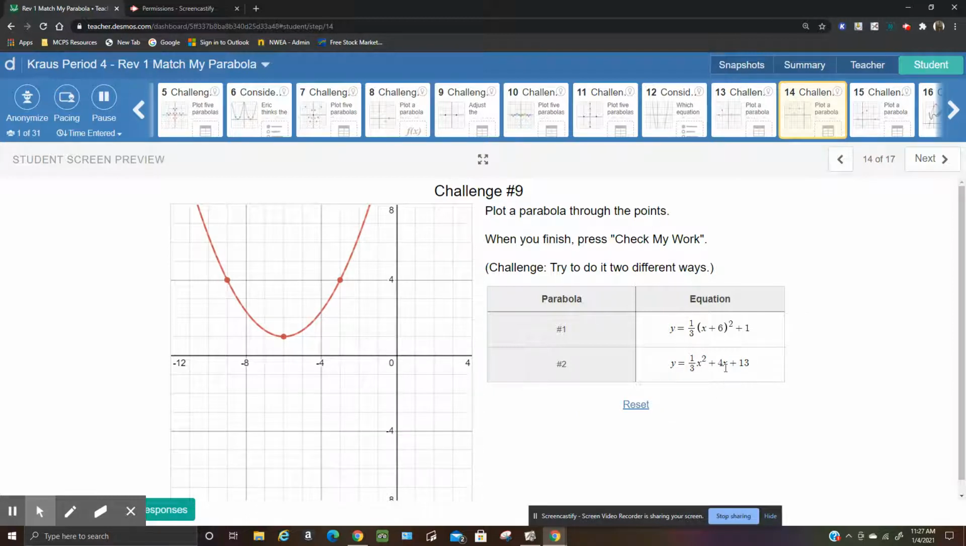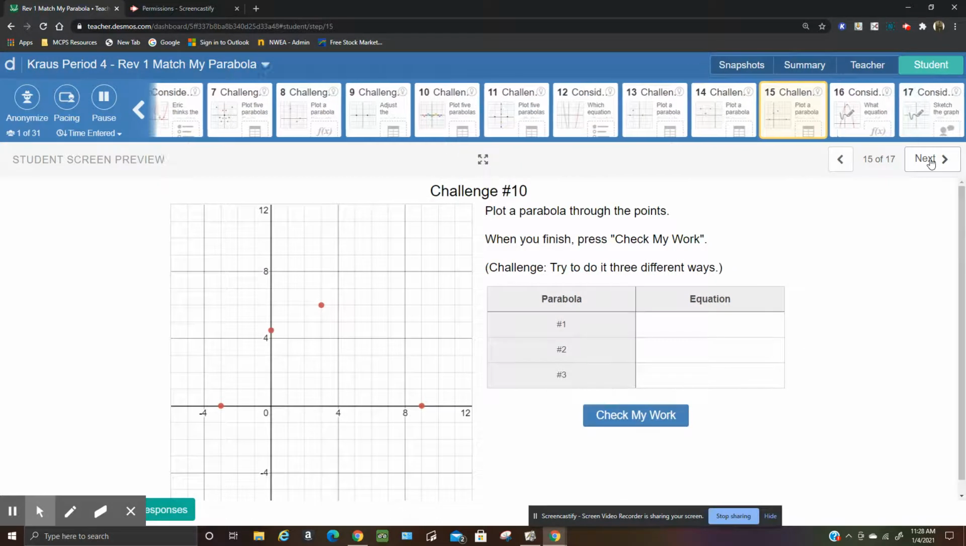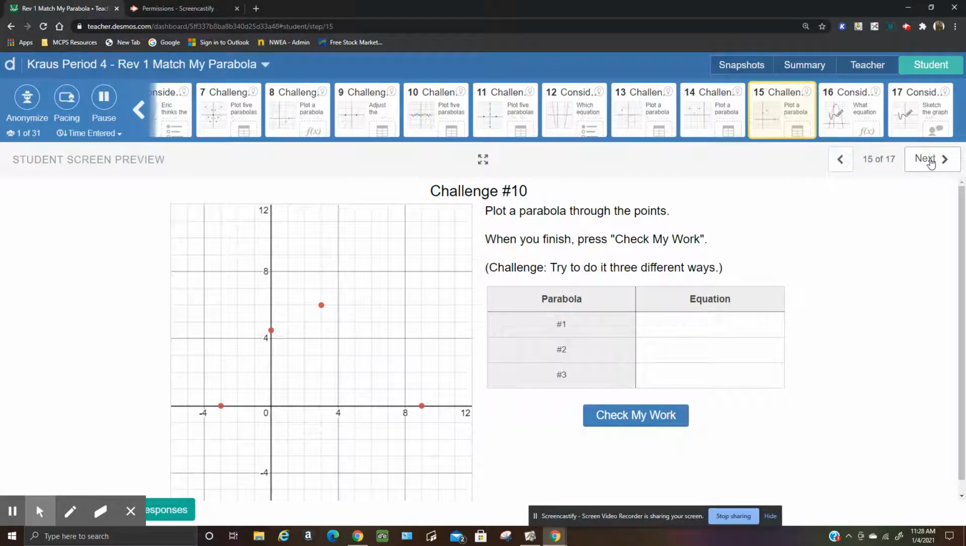So this equation is just this multiplied out and combining like terms. Multiply x plus 6 together, and you have x squared plus 12x plus 36, and then take 1/3 of that, and then finally add 1. And then 15.